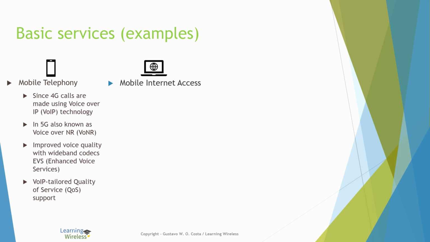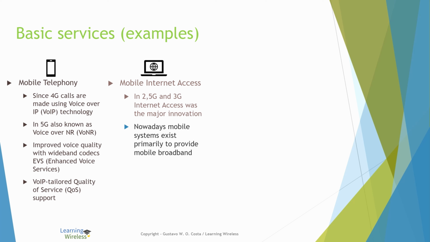The next service we're going to talk about is mobile internet access. Of course, this is a basic service, and nowadays we can even say it has become the most important service, surpassing mobile telephony. Well, in 2.5G and 3G, having internet access with a mobile was the major innovation. But at that point, it still did not work too well. We have come a long way with 4G and now 5G to deliver more capacity and to have mobile broadband. And we can say that cellular networks today exist primarily to deliver mobile broadband so that you can access the internet anywhere.